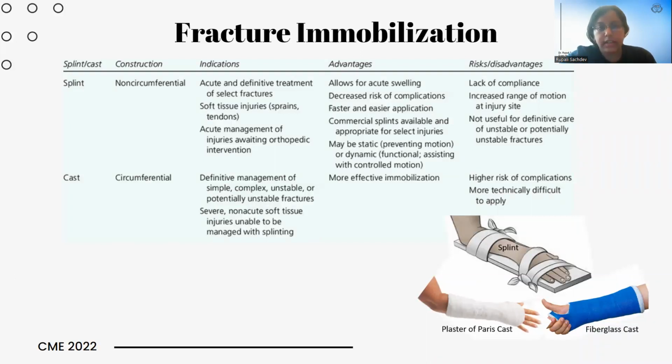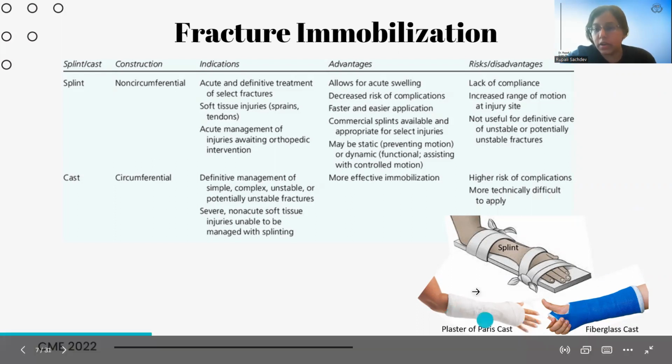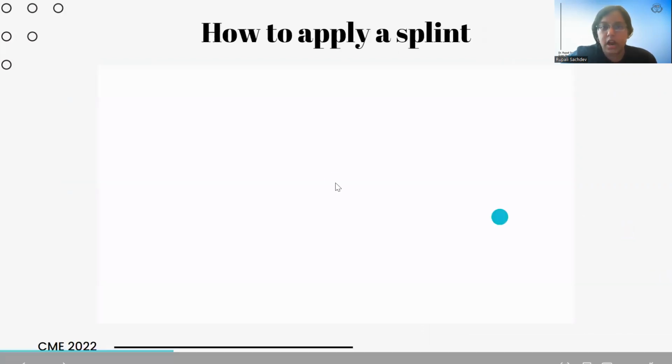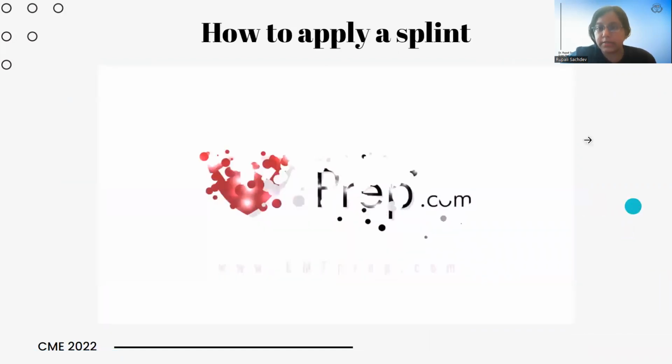Whereas on the other hand, a cast is circumferential. It is a definitive management. It is used for simple, complex, unstable, or potentially unstable fractures, because it provides such good immobilization, right? And again, it's more effective, but there is a risk of compartment syndrome. So here you can see you have two types of casts. You have a plaster of Paris cast and you have a fiberglass cast. Now, how do you apply a splint?